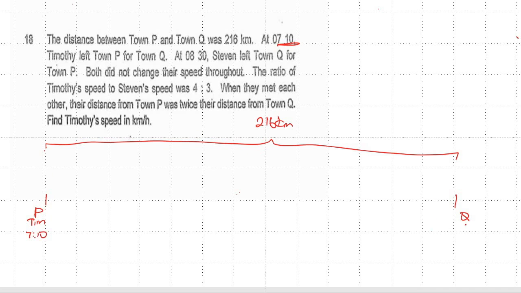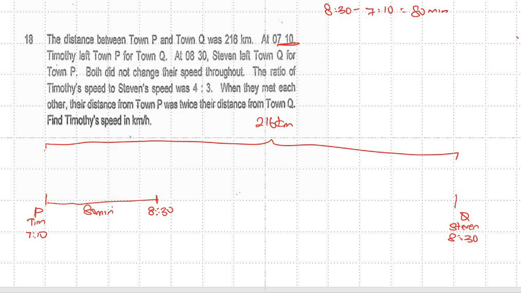At 8:30, Stephen left town Q for P. So 8:30 minus 7:10 is 80 minutes already. So by this 80 minutes, Timothy may have already traveled this distance. So at 8:30, Timothy may be here already.